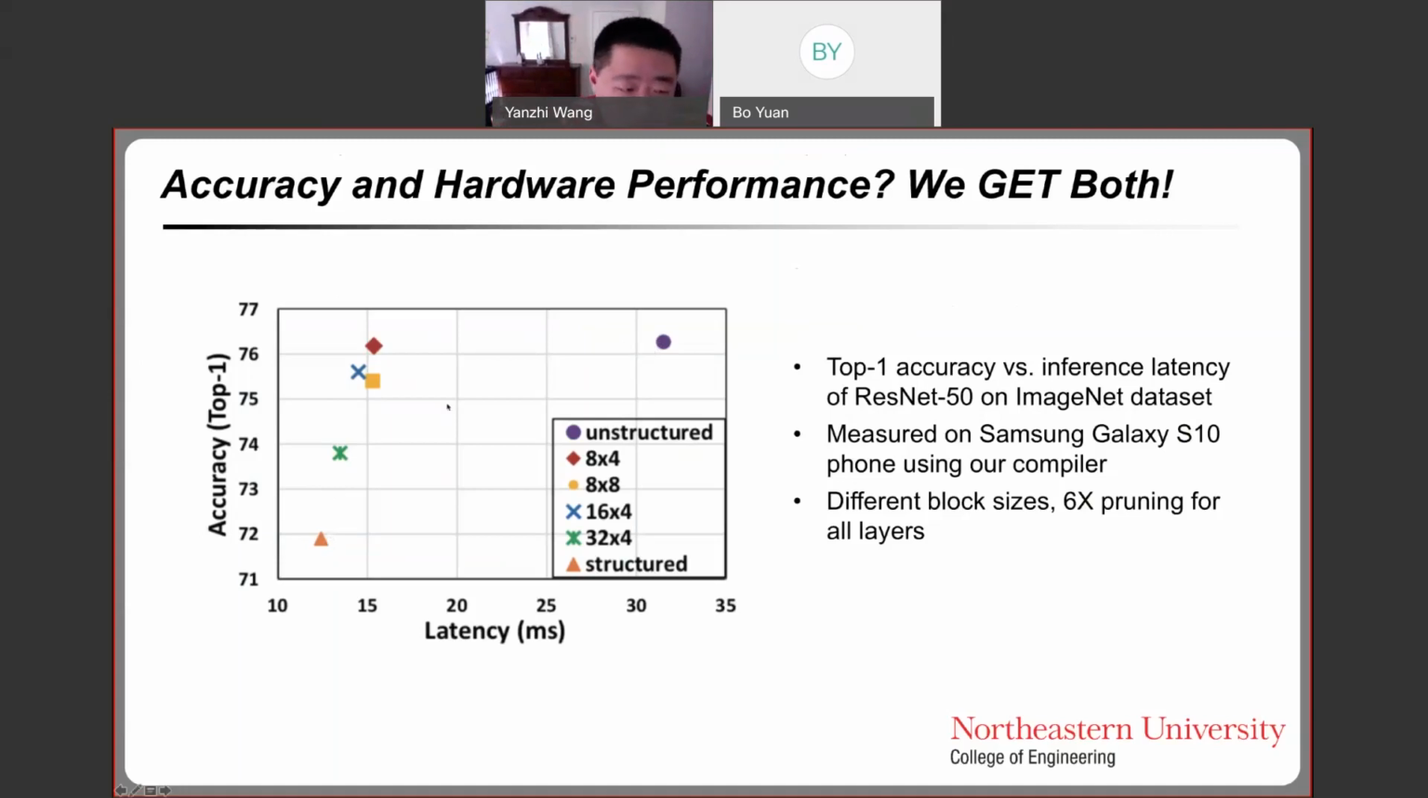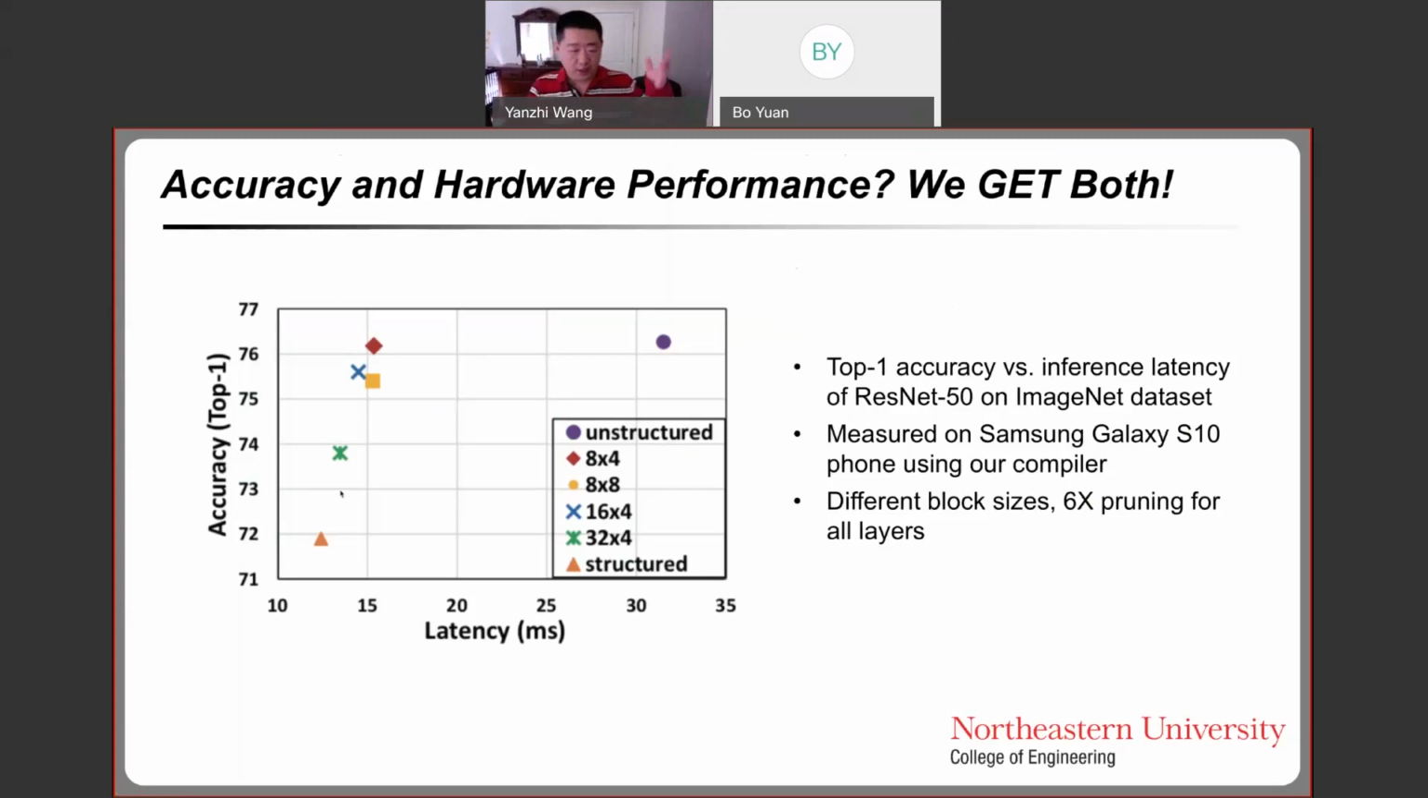We can see that with a proper pruning block size, we can get almost the same accuracy as unstructured pruning and almost the same speed as structured pruning. So this shows that this is not merely a trade-off of accuracy and speed, but we can exploit the advantages of both unstructured and structured pruning while hiding the disadvantages. We can achieve both accuracy and performance.